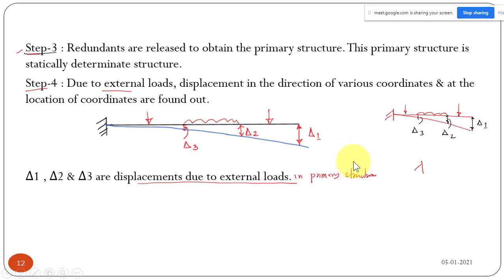The flexibility method for beams. We have to discuss the flexibility method application to beams, and next how to solve pin-jointed frames and trusses. Same thing for the stiffness method also: application to beams and application to trusses. Those are the four parts in the syllabus: the flexibility method for beams and trusses, and the stiffness method for beams and trusses. Today I will try to complete the flexibility method for beams.